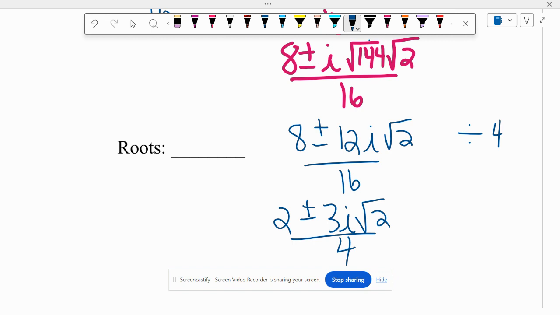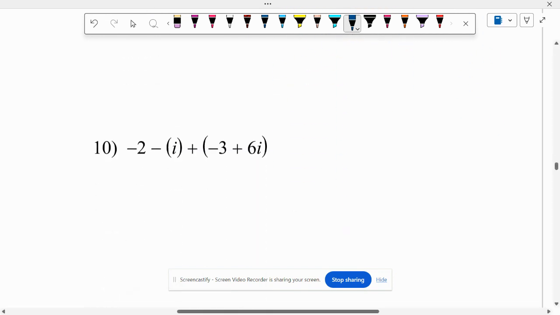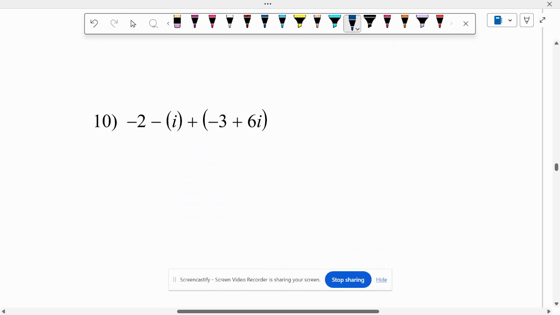Okay, now we're on number, I think, 10, right? Number 10, down at the bottom of your page. So now we're going to do some, listen up, these should go quick. Now we're just going to do some imaginary number operations. Operations with imaginary numbers.